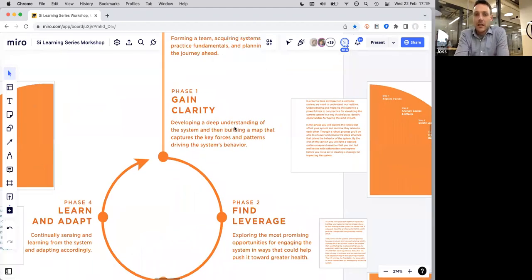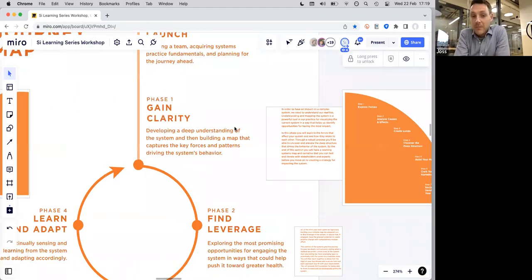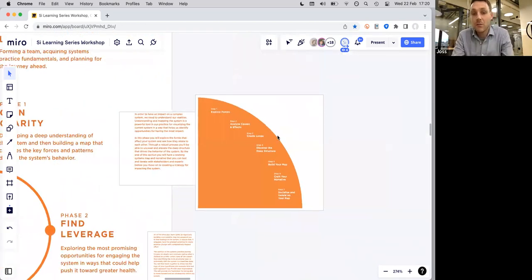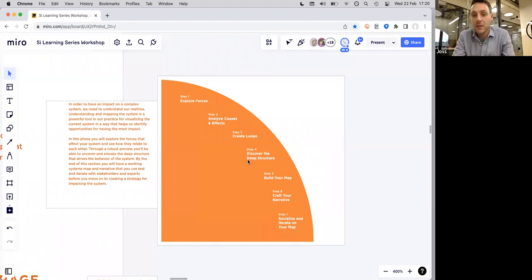And then secondly here, they're trying to gain clarity, developing a deep understanding of the system, and then building a map that captures the key forces and patterns driving the system's behavior. So not surprisingly, I think we'll find with all of them, it starts with making sense and understanding the system. And yeah, they actually break it down here, right? These are the steps they go through at this stage.